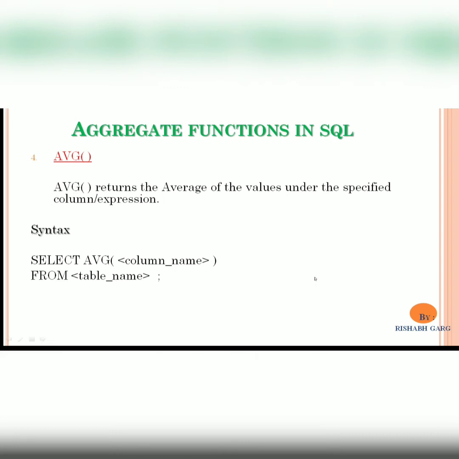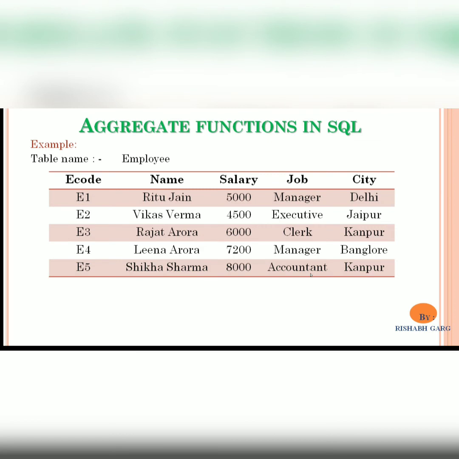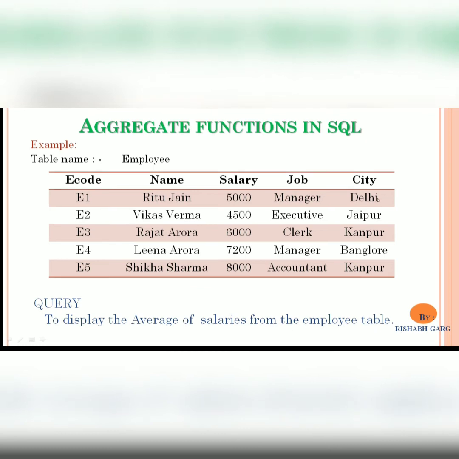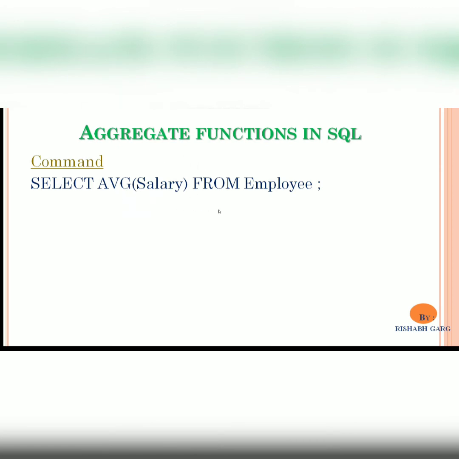Let's take an example to make it more clear. Suppose we have a table named employee along with 5 fields and 5 records, and we want to perform a query that to display the average of salaries from the employee table. For this, we will use the following command. First, we will write the select statement. After that, we will use the avg function for the average. Then after, we will write the column name as an argument. After that, we will write the from keyword. Then after, we will write the table name, that is employee. After that, we will use the semicolon for terminating our command.